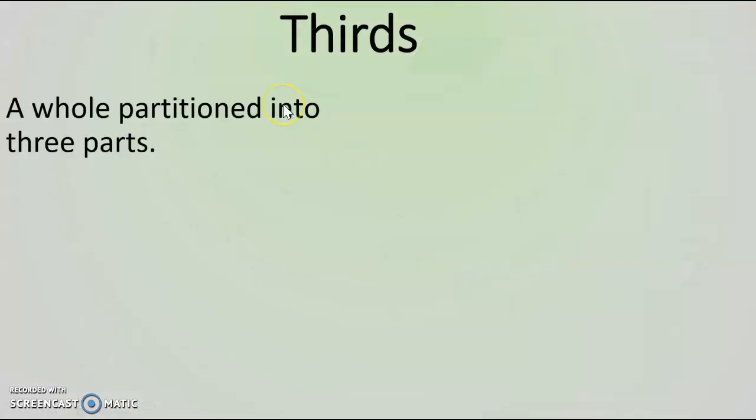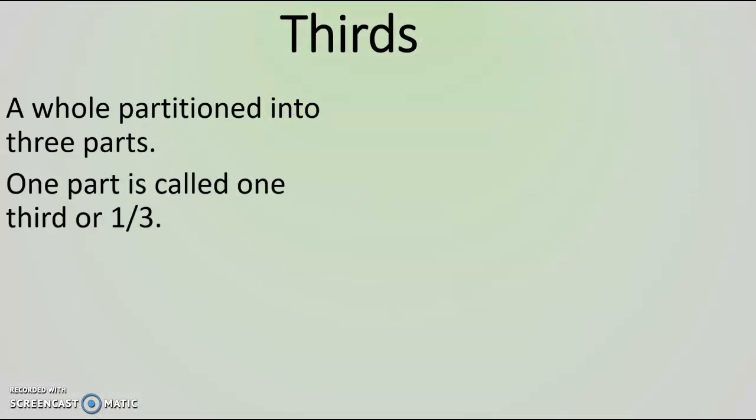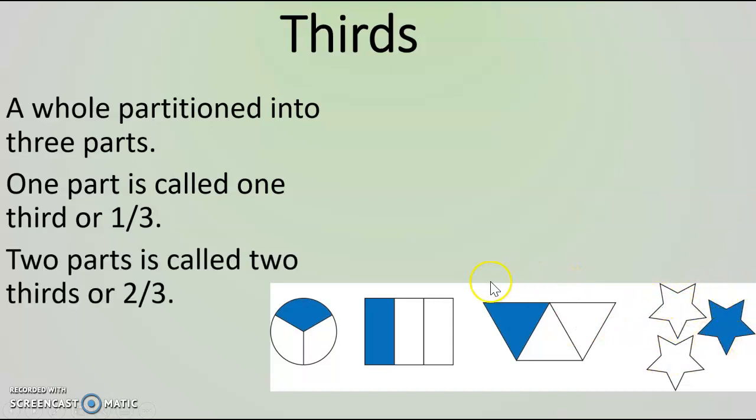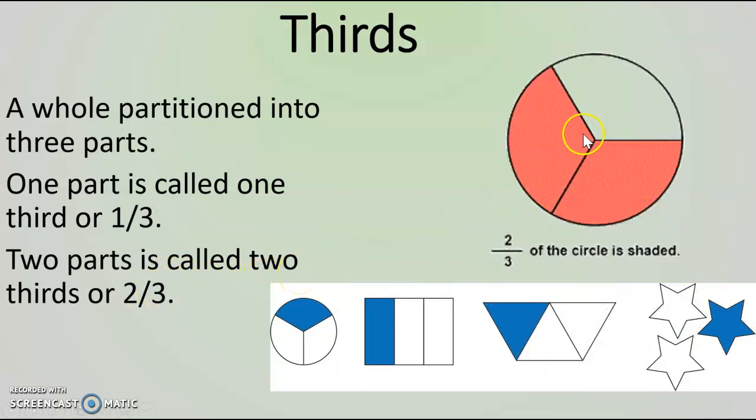Thirds. If a whole is partitioned into 3 parts, one part would be called 1/3. 1/3 of this circle is shaded. 1/3 of this rectangle is shaded. 1/3 of this trapezoid is shaded. And of the 3 stars, one of the 3 is shaded, so 1/3 is shaded. 2 parts is 2/3. 2/3 of this circle is shaded in.